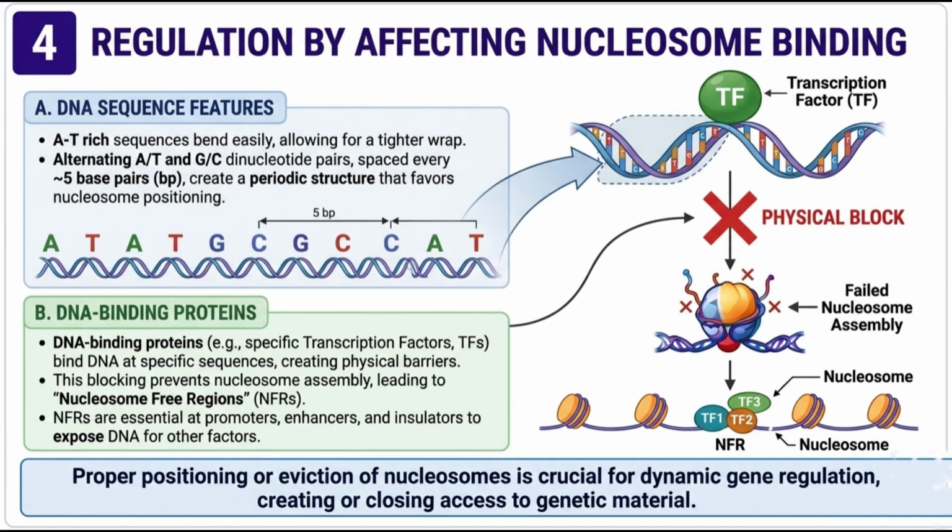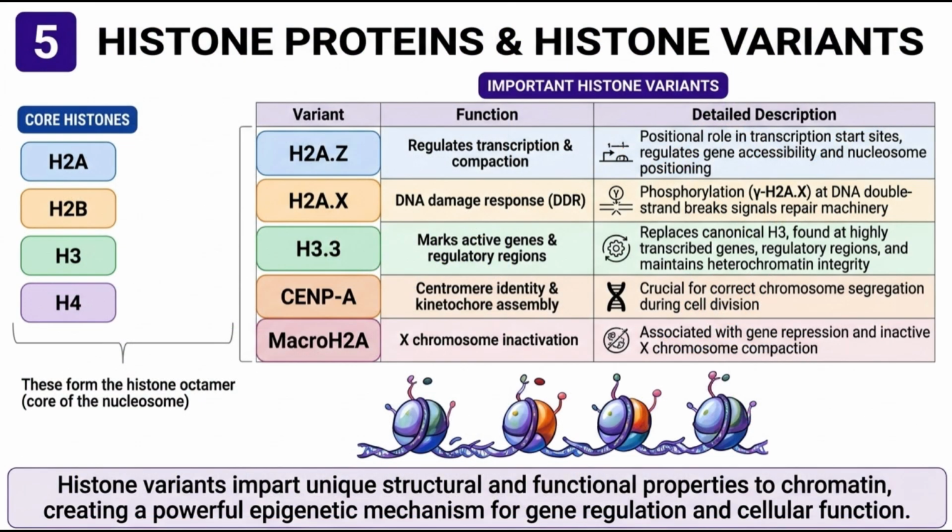The core histone octamer. At the heart of every nucleosome is the core octamer. As you can see in the diagram, it is composed of two copies each of H2A, H2B, H3, and H4. These proteins are the spools around which DNA wraps. The linker histone, H1. It plays a critical role in stabilizing the chromatin fiber and helping it fold into more compact structures.